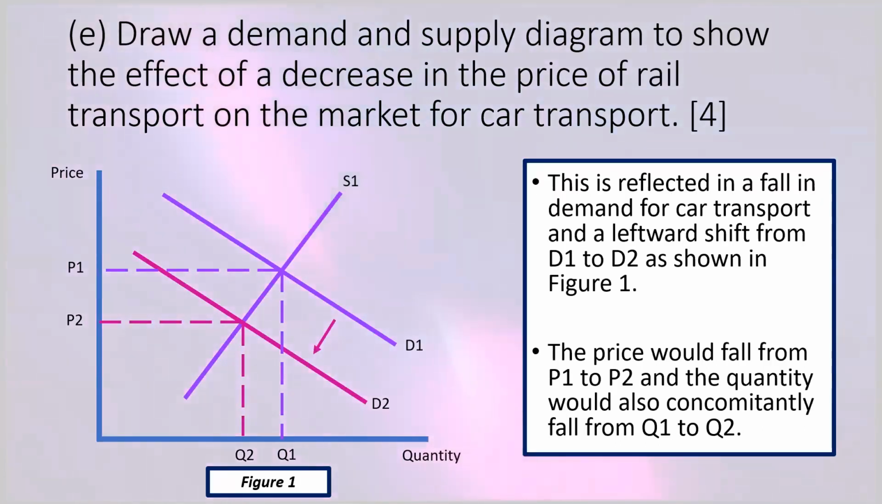Explanation wise, you find that I'm flowing over smoothly to the next part. I said this is reflected in a fall in demand for car transport and a leftward shift from D1 to D2, as shown in figure 1. Can you see at the bottom of the graph, I put figure 1. Okay. The price would fall from P1 to P2, and the quantity would also concomitantly fall from Q1 to Q2. Okay, I've put the arrow there also just in case that the examiner happens to decide they want to award arrows. Okay, so every label must be clear.